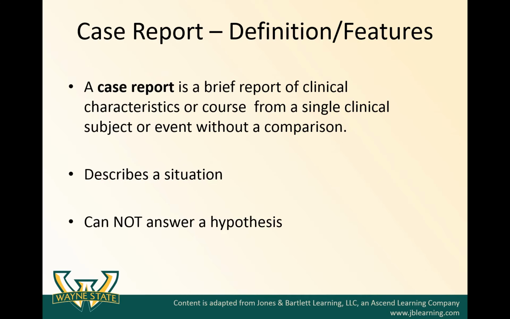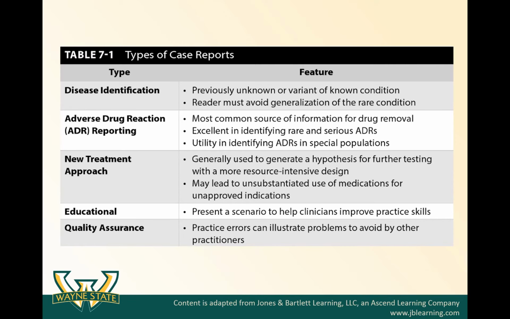Like I said, a case report is a brief report of clinical characteristics or course, but it's from a single clinical subject or event without a comparison. It describes a situation, and most importantly, it cannot answer a hypothesis. There are a variety of different types of case reports, and these are listed here in the table. You have disease identification, so a previously unknown condition or variant of a known condition. However, in these types of case reports, the reader must avoid generalization of the rare condition.